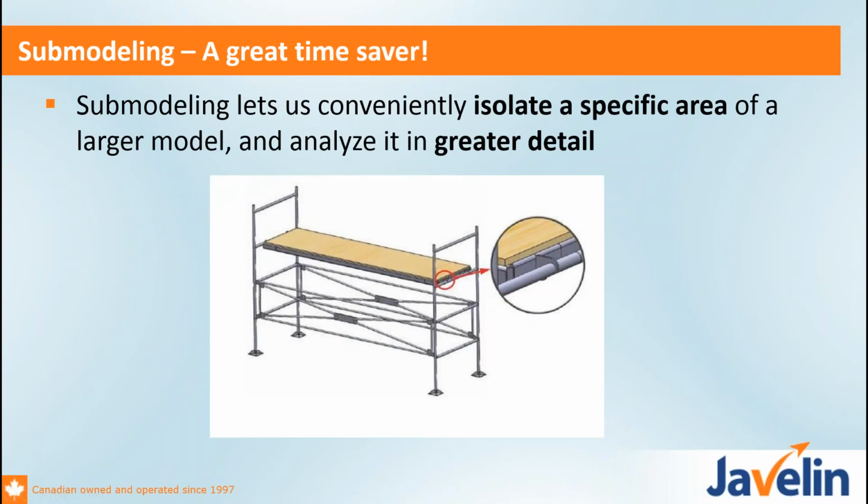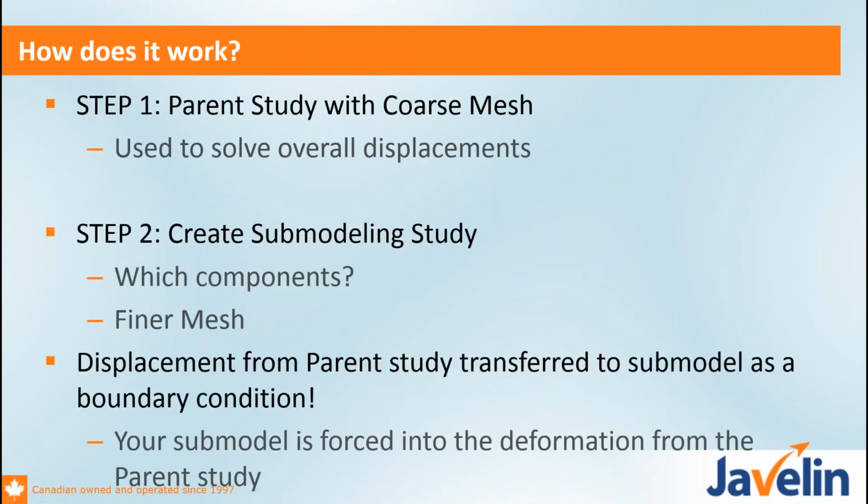So submodeling lets us conveniently isolate a very, very specific area of the model. That could be one part or one component or multiple components, and analyze it in greater detail without solving the whole model. Now, how does it work? Well, as I said, we're going to take advantage of knowing that even a coarse mesh gives us good displacements. So the first step is to create a parent study with a very coarse mesh on it. We're not trying to get refined mesh or converged stress, we're just looking for displacements here. And because we have a very coarse mesh, this is going to solve quite fast.